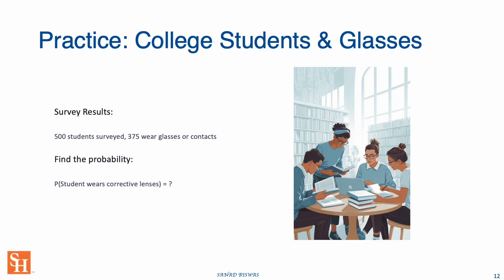Let us now do some practice problems and see how we can calculate probabilities in different situations. For example, say we are doing a survey, and the survey result gives us that among 500 students, 375 of the students wear contact glasses. Then in that situation, how will you calculate the probability of students wearing contact glasses? In the next slide, we'll see step by step how we can calculate probability in that situation.